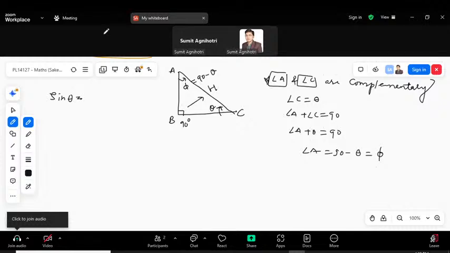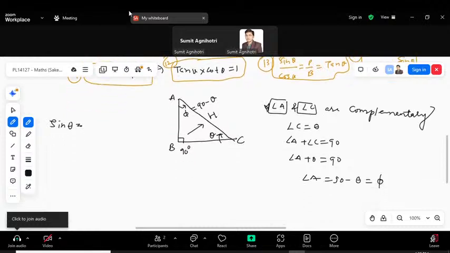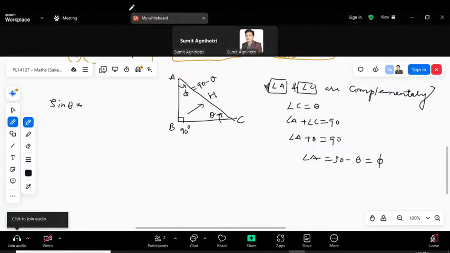I'm telling you other formulas, other properties. I'm going to tell you the 14th property now. I just want you to tell me what you understand by this sine theta. You will say sine theta means perpendicular, that is opposite to the angle, over hypotenuse.